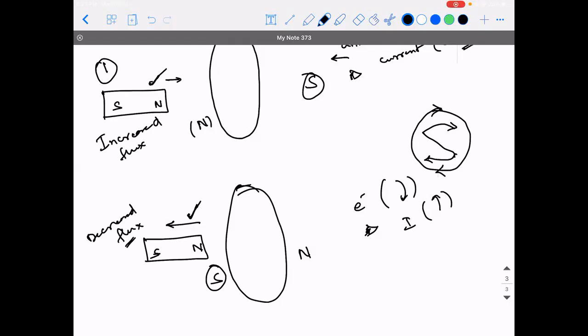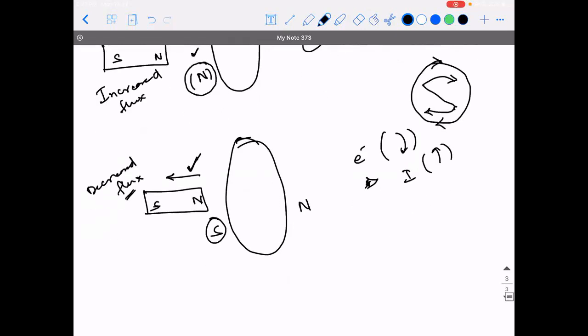No doubt. So from here an important conclusion will come. When you try to increase the flux, the current in the coil is generated in such a way that the loop itself behaves like a north pole. When this north pole is induced, will it repel or attract the magnet? Repel. Similarly, when you took the magnet away, it started generating a south pole, so it was trying to attract the magnet. Correct?